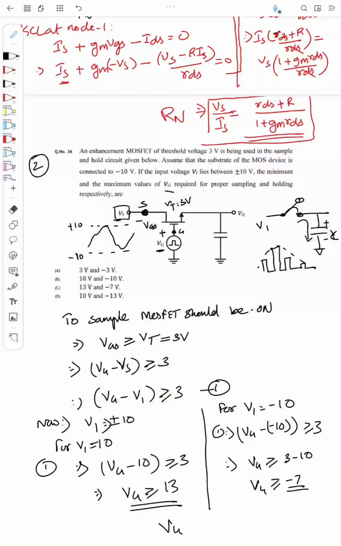Vg should have a voltage in the range 13 and minus 7 for proper sampling. Okay, for proper sampling it should have a range within 13 and minus 7. For any value apart from this, it will hold, or it will switch off. So definitely it should have this range to sample properly. So the answer is C.